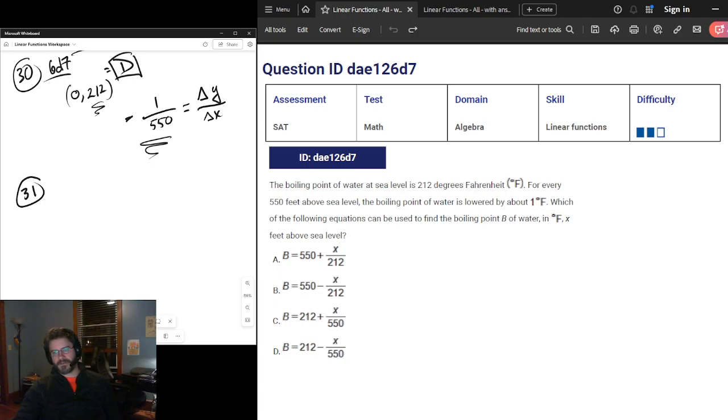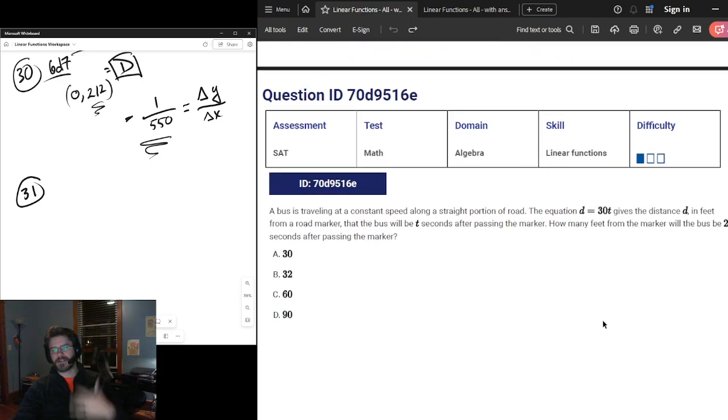For every 550 feet above sea level, we should understand that as a change in x. The boiling point decreases by 1. That's a change in y, down 1 over 550. Yeah, negative 1 over 550. That's our slope. They give it to us in this kind of difficult language, but it's not impossible.